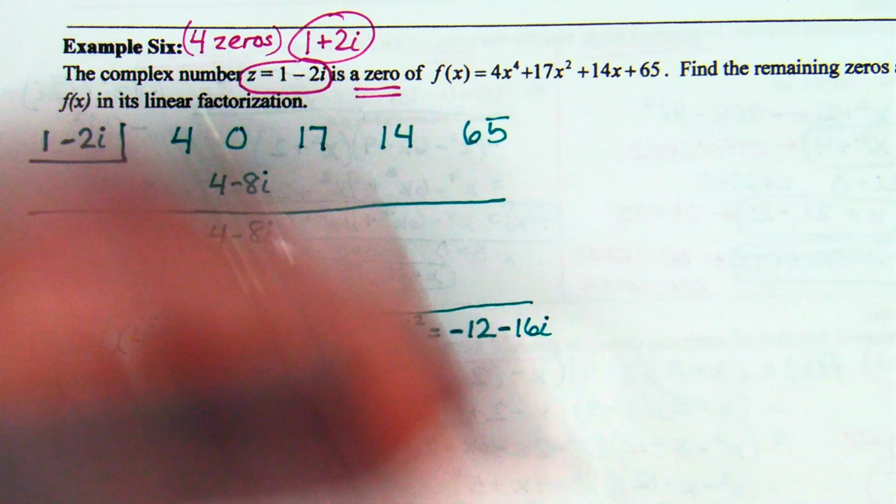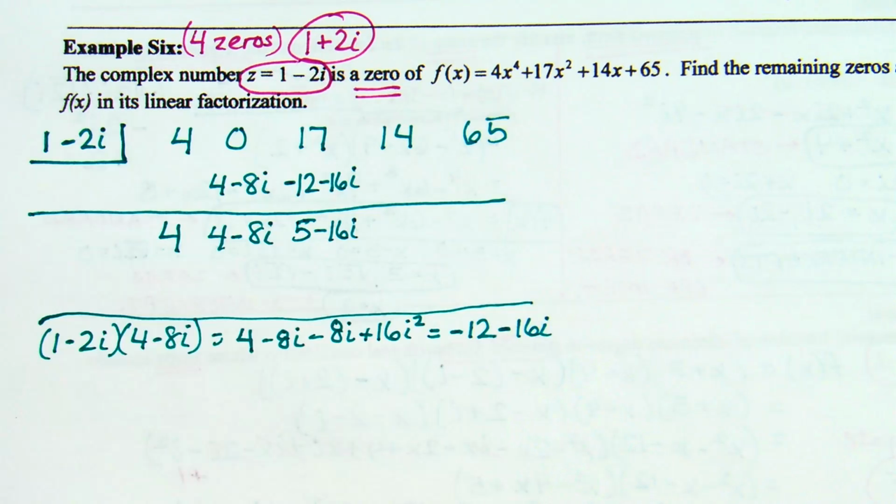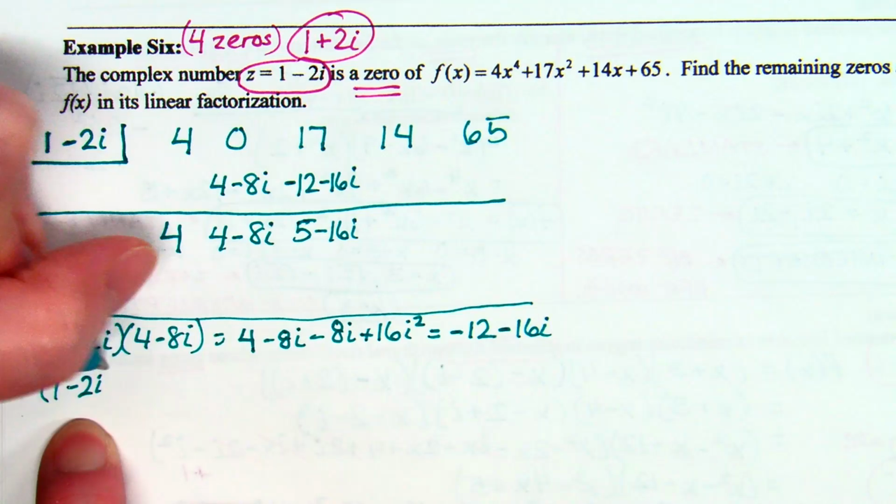And now we're going to FOIL again. This time I'm FOILing 1 minus 2i times 5 minus 16i. 1 times 5, 5. 1 times minus 16i, minus 16i. Negative 2i times 5, minus 10i. Negative 2i times negative 16i, plus 32i squared.